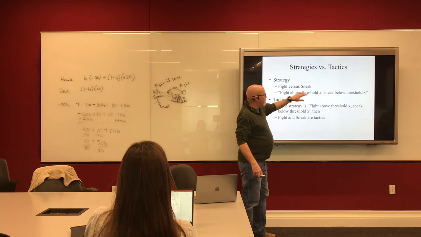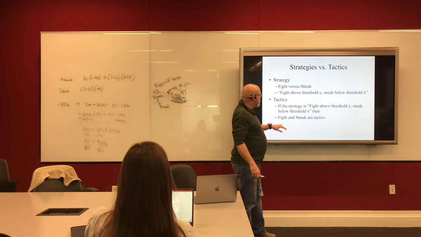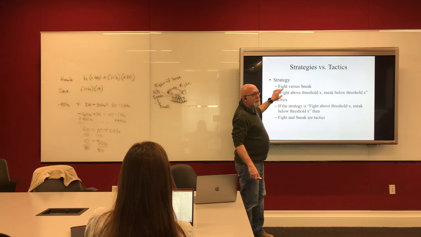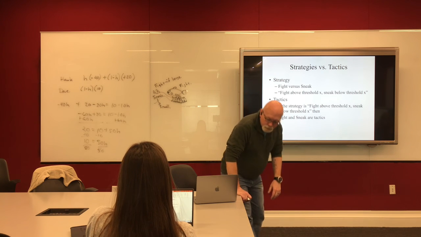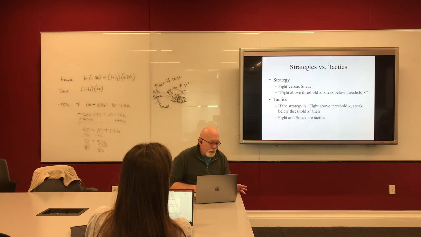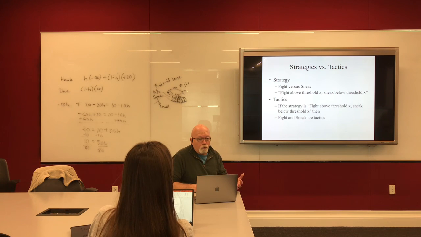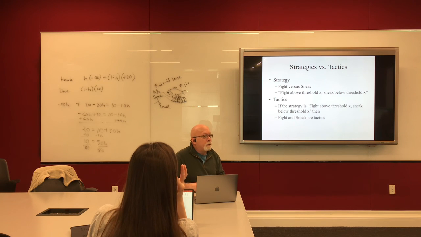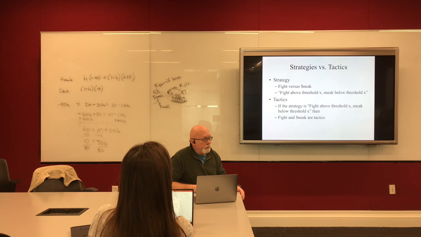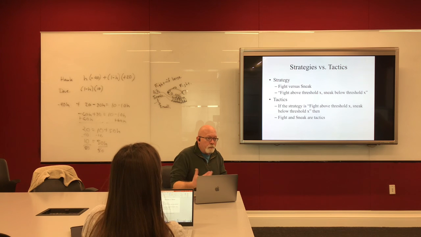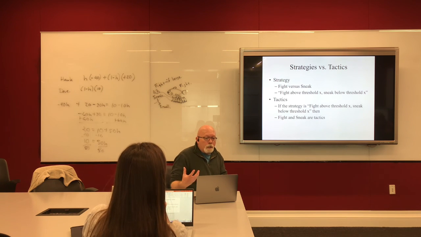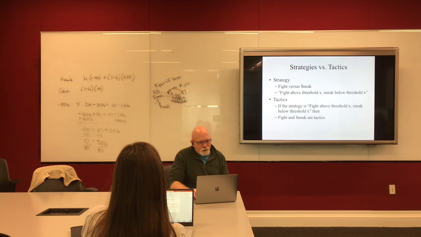If the strategy is fight above threshold X or sneak below threshold X, then fight and sneak are tactics within this particular strategy. And that's how your book uses the term strategy versus tactic. The only reason that I mention this is that your book does go into some detail about this, and the idea of strategies and tactics are things that you see in the animal behavior literature fairly commonly. Your book makes this point fairly strongly, and then proceeds to not adhere very strongly to their own distinction between these two terms, which is unfortunate, but it's something that you just kind of have to deal with.